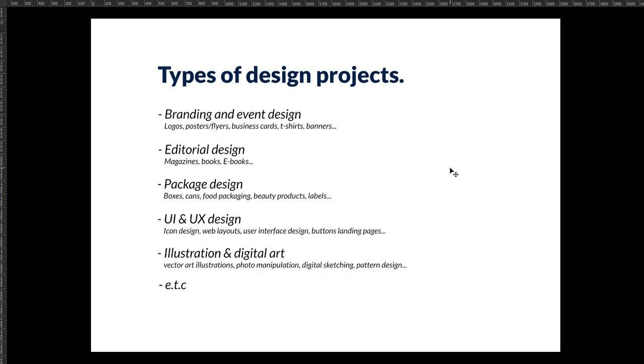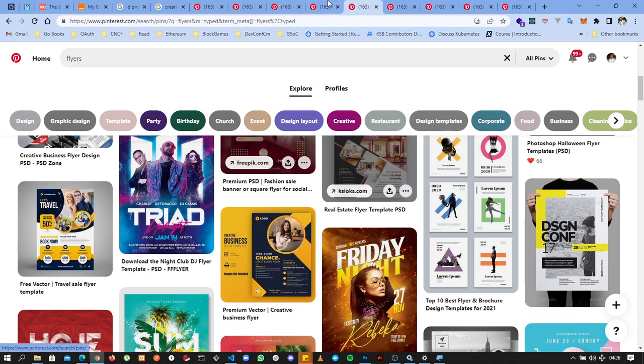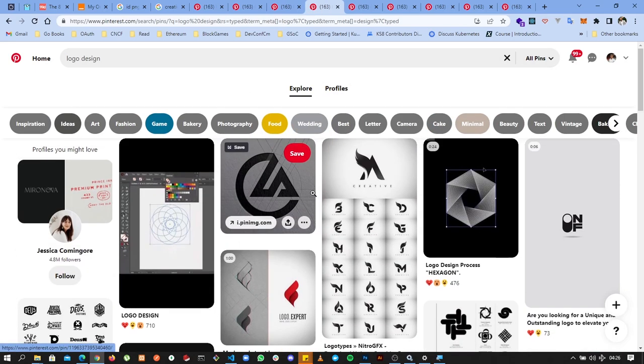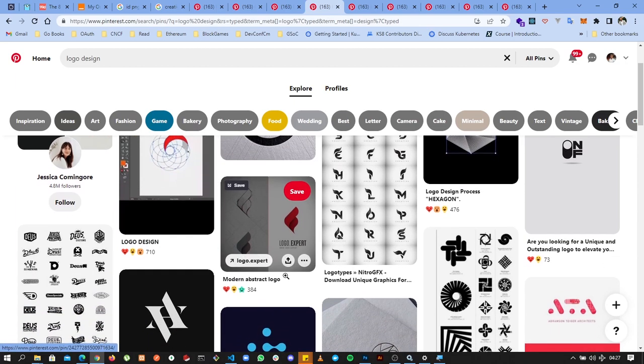So branding basically has to do with things like logos, while event design has to do with things like posters, flyers, business cards, t-shirts, and so on. So let's just look at that. The first one, talk about logo design, right? Something like this. As a graphic designer, when logo design is mentioned, this is what we're talking about.